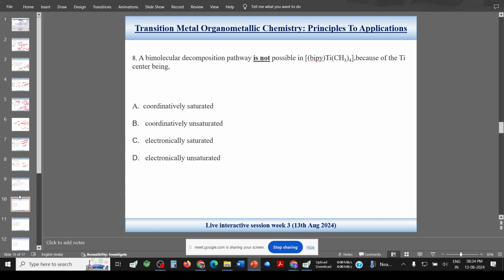Okay, this question is related to the previous question. If the titanium tetramethyl complex decomposes so easily, then what is the possible way to stabilize it? A bimolecular decomposition pathway is not possible in bipyridine TiCH3 because the titanium center is, here. What will be the correct answer?